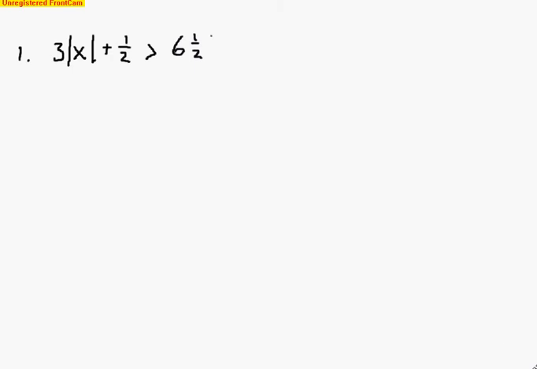Today we're going to be solving absolute value inequalities. And the way we're going to do that is isolate the absolute value symbol here. So first thing we want to do is undo this addition of 1/2. And the way we do that is we take away 1/2 from both sides. And when we do that, we're still left with this 3 being multiplied by the absolute value of x. It's still greater than, but now when we take 1/2 away from 6.5, we're just left with 6.